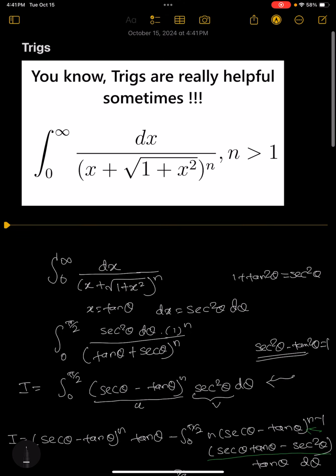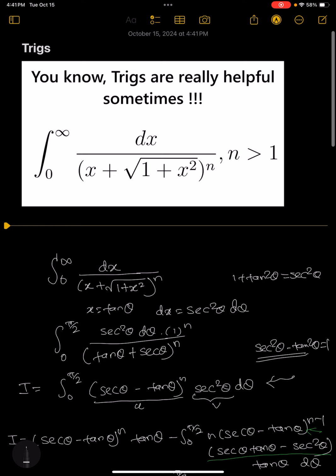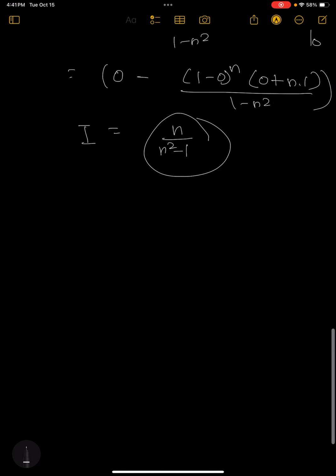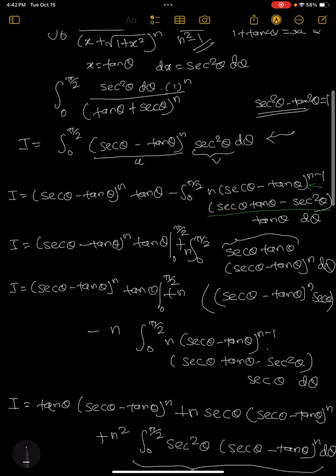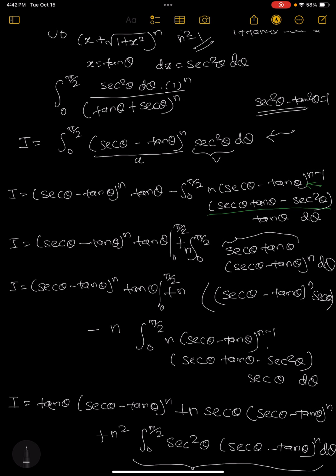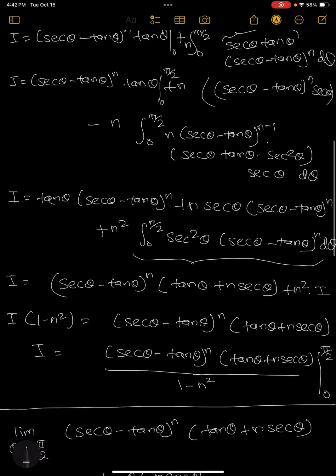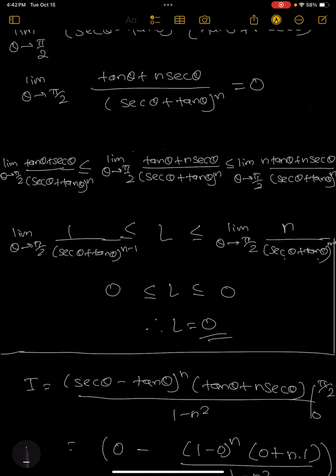So the answer is n by n square minus 1. The answer is pretty simple, and the answer looks pretty nice, but the solution wasn't really that nice, I guess, because we had to do a lot of integration by parts as well as a really good limit.